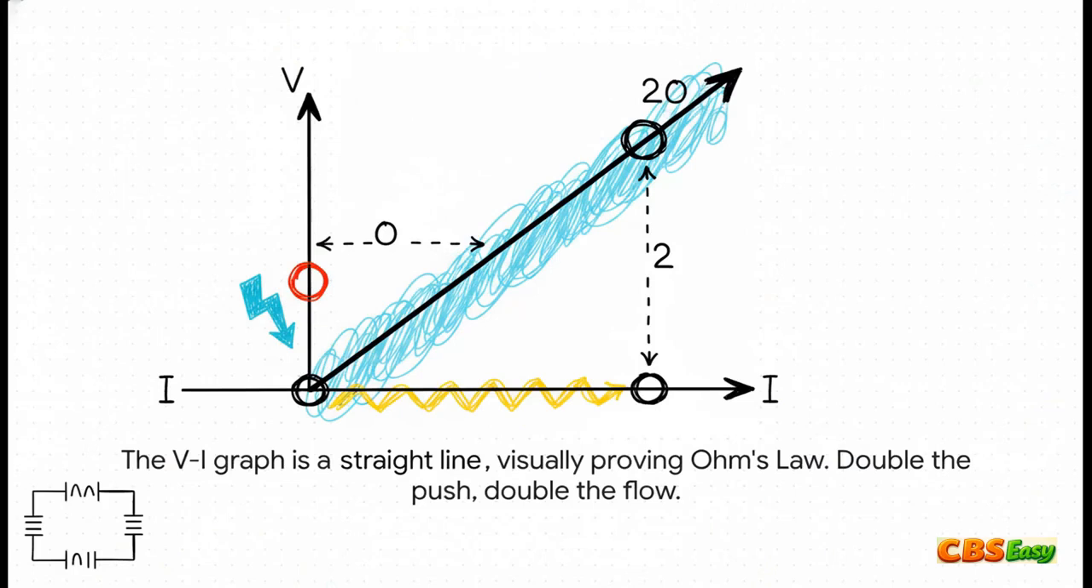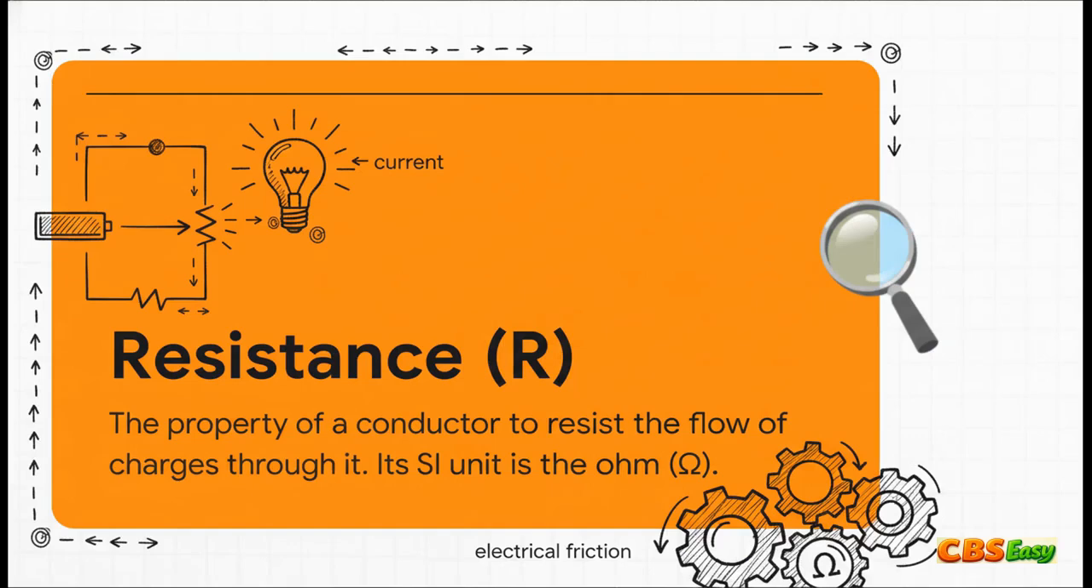And this graph just illustrates the law perfectly. If you plot the voltage you apply against the current that flows, what do you get? A perfect straight line. If you double the push, you double the flow. It's just that clean and simple. Think of resistance as a kind of electrical friction. It's what slows down the current. And here's the thing. Every single component in a circuit, from a tiny wire to a giant light bulb, has some amount of resistance.